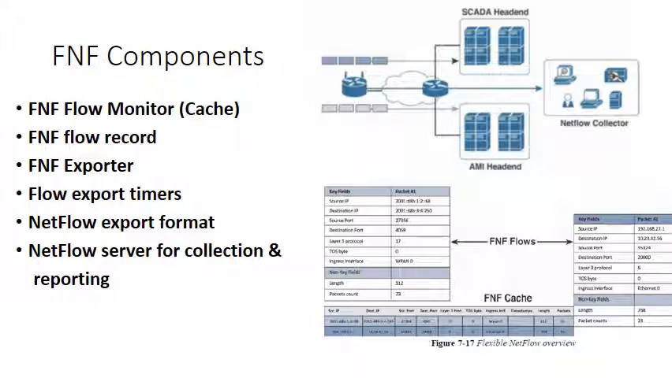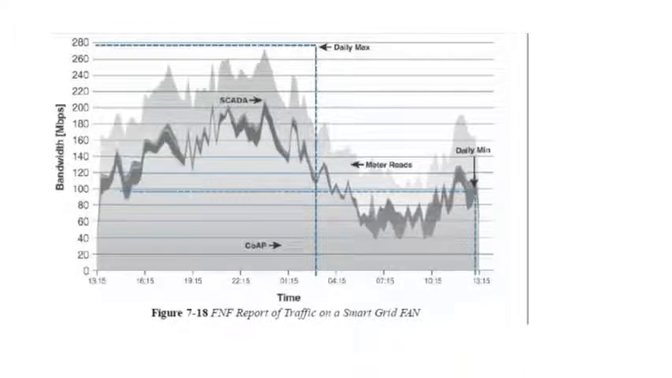Then the FNF exporter means it is going to export some data to the higher end. Then it has some timers where we can manage that. Based on the timers, it's going to collect the data and do some analysis. Then server collection and reporting. Server collection means it's going to collect some information and report to the users. So this is a graph generated by the FNF components. It may show the traffic of a particular SCADA server, the meter reads, the minimum bandwidth, maximum bandwidth, and delay. All these things come into the picture.